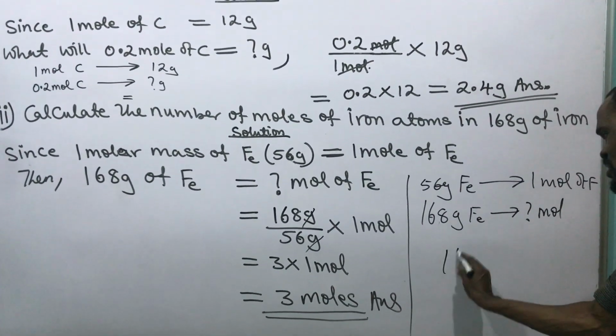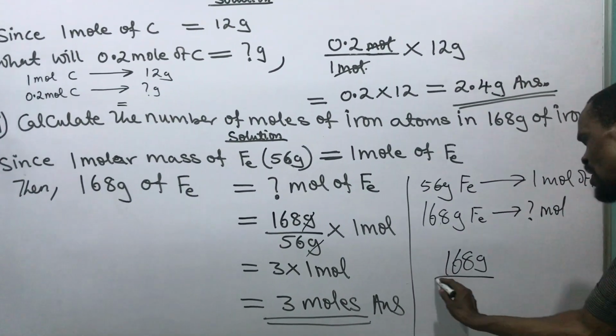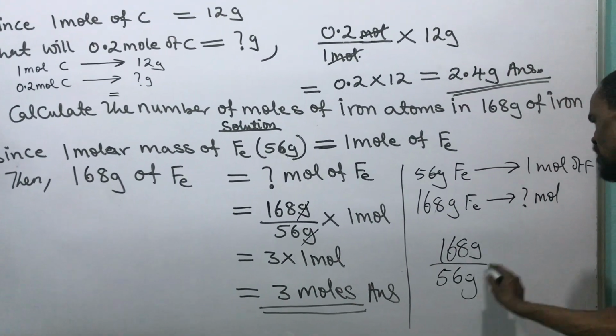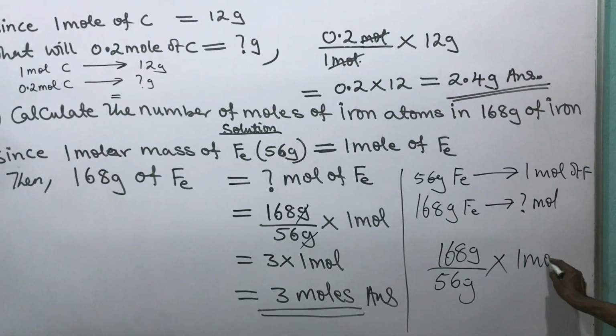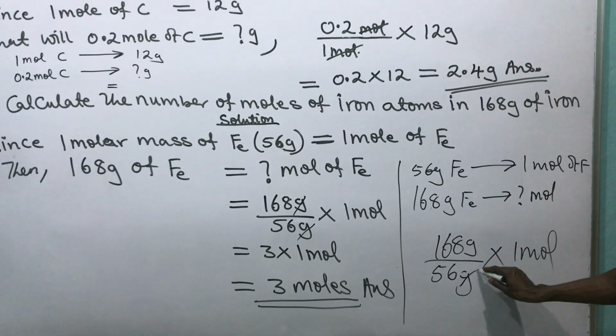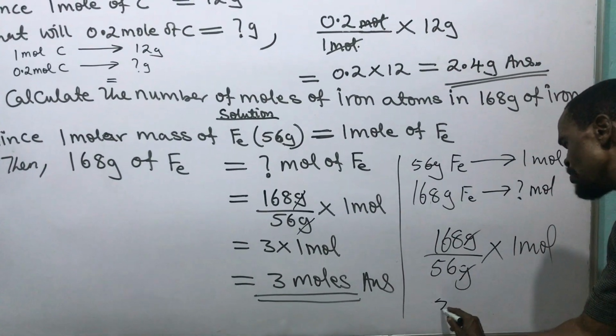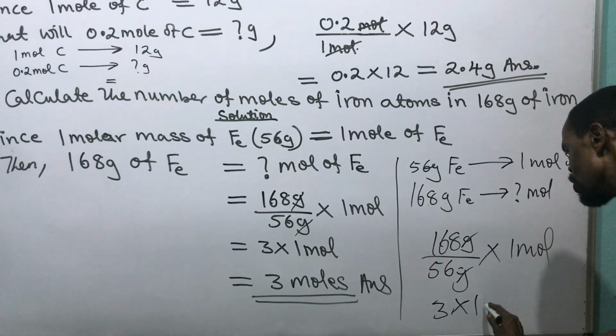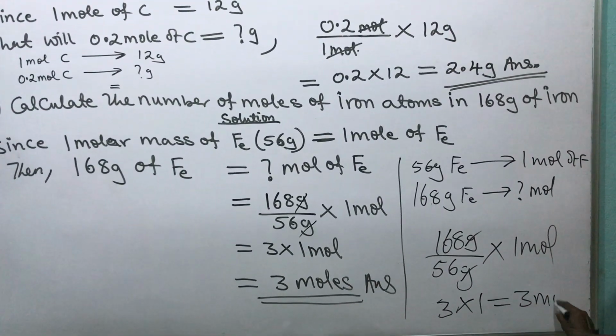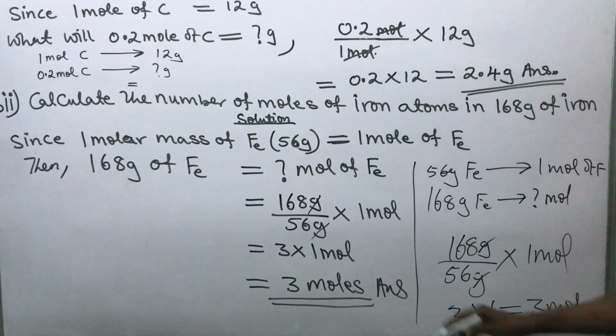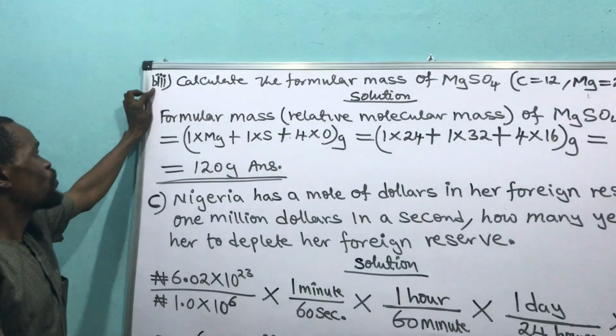I want to say 168 grams divided by 56 grams times 1 mole, which is my reference point. And this cancels this. When this is done, it gives me 3 times 1 mole, and that gives me 3 moles. That's what it gave me, 3 moles. And that's what you did here. B, question BIII.